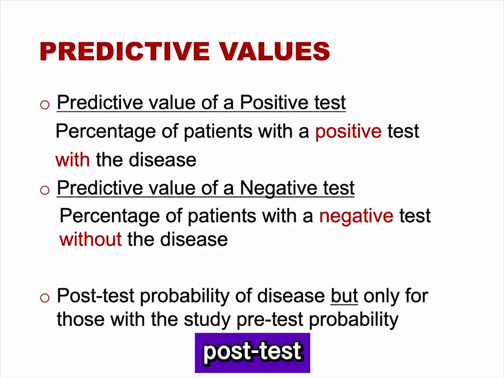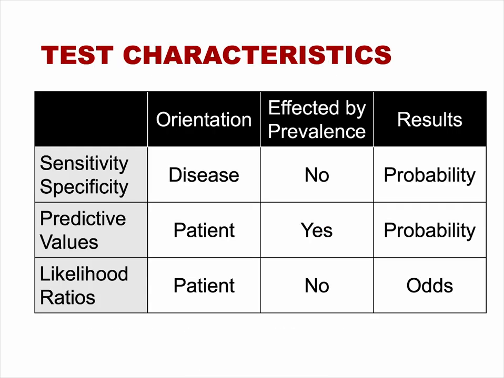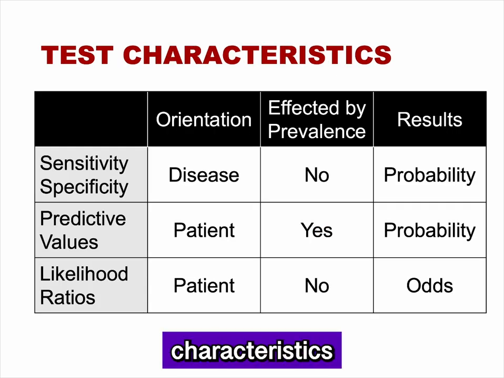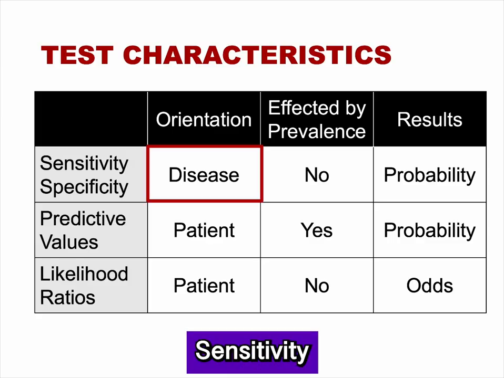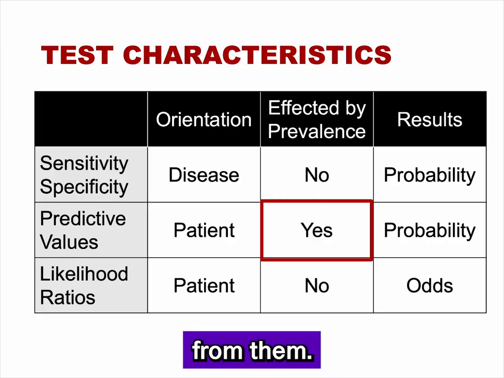Predictive values provide post-test probability of disease, but only for those with the study's pretest probability or prevalence. For example, if our patient had a pretest probability of 20%, we can't determine our patient's post-test probability from the predictive values of a study with a pretest probability of 50%. Each of the three types of test characteristics has some limitations. Sensitivity and specificity are disease-oriented and not patient-oriented, so you can't determine your patient's post-test probabilities from them. Predictive values are patient-oriented, but are affected by prevalence and don't give you the post-test probability of disease in your specific patient or patient population.